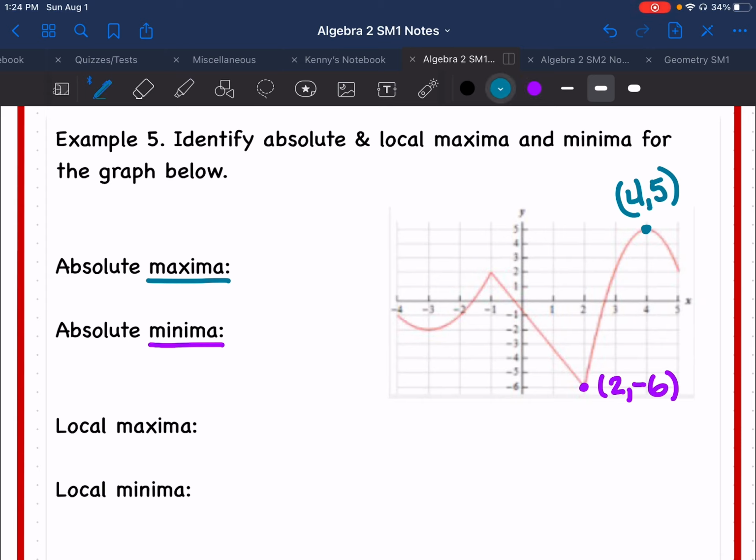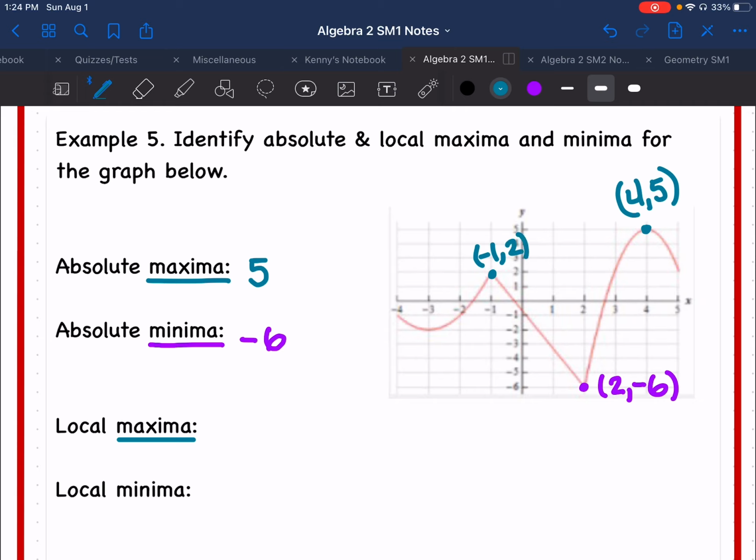So my absolute maxima is the number 5 because it is our y value. Remember, they are our y values. And our absolute minima is at -6. Now we do have some local ones. If you go ahead and look at your graph, you do have a local maxima right here, which is at the point -1, 2.